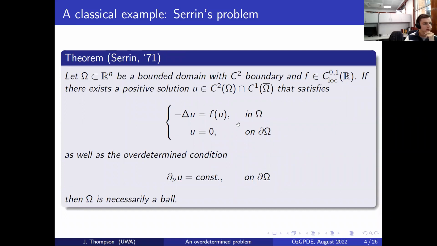Okay, so some important things to mention. I do have to impose that the solution is positive. This is due to the method of proof, which is the method of moving planes, which I'm going to discuss in more detail later in the presentation. As soon as we drop this positivity assumption, all bets are off. In fact, without this positivity assumption, this kind of problem is still open in general.